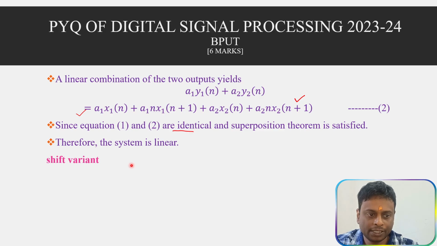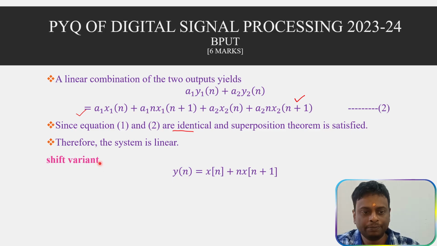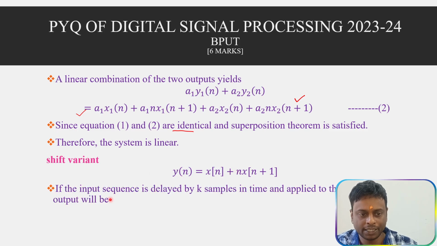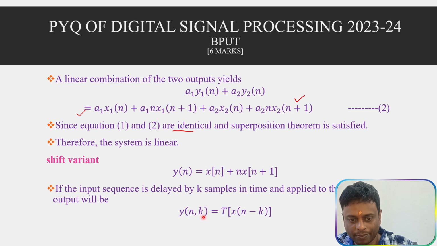Let us see whether the system is shift invariant or not, shift variant or time variant. For the shift variance check, you have to delay the input sequence by k samples in time and then apply it to the system. So first delay by k samples, and you get y of n comma k equal to the transformation of x of n minus k. It will be n times x of n minus k plus 1.